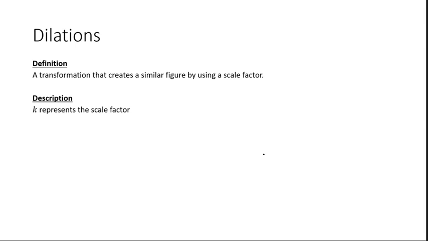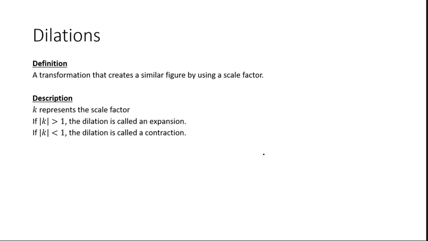If K is bigger than 1, or the absolute value of it is bigger than 1, that means the object is getting bigger. Because the scale factor is bigger than 1, that's called an expansion. If the absolute value of K is less than 1, the dilation is called a contraction because it's getting smaller.